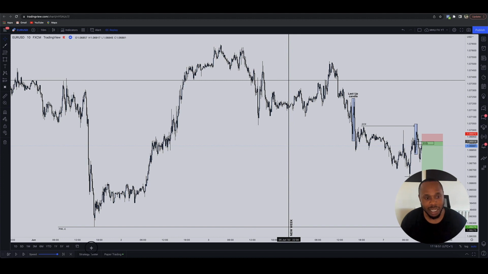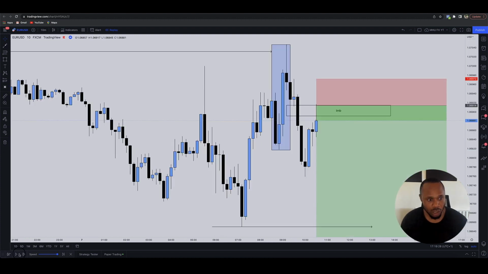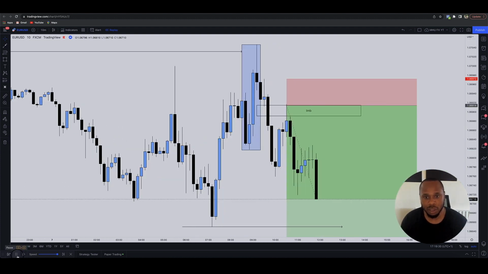And then you can see right here, this is where I'm looking to take the next one. Why? Because it's the previous week's low. So you know there's going to be money there, and everything I just explained. So I'm going to go ahead and hit play so you guys see what happens.